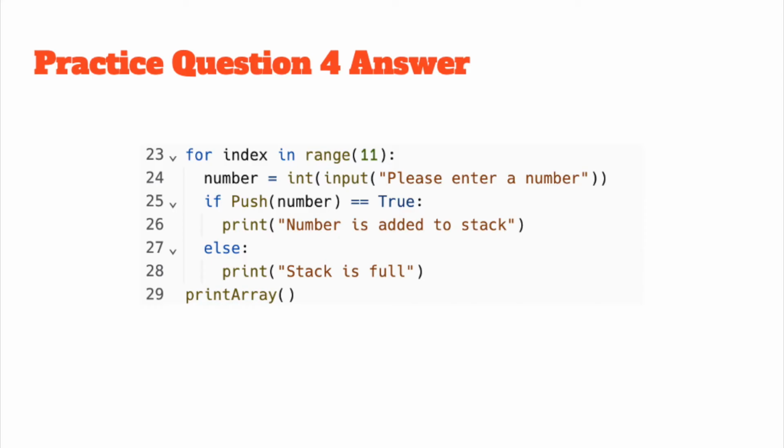For index in range 11, in this case, because we need to get 11 inputs, even though our stack can only hold 10 values. Number is equal to integer input. Please enter a number. That's an appropriate prompt. Make sure you always have one. If push number, that's us calling our function, is equals to true, because if the return is true, then we say print number is added to the stack, else print stack is full, because otherwise it's going to be false.